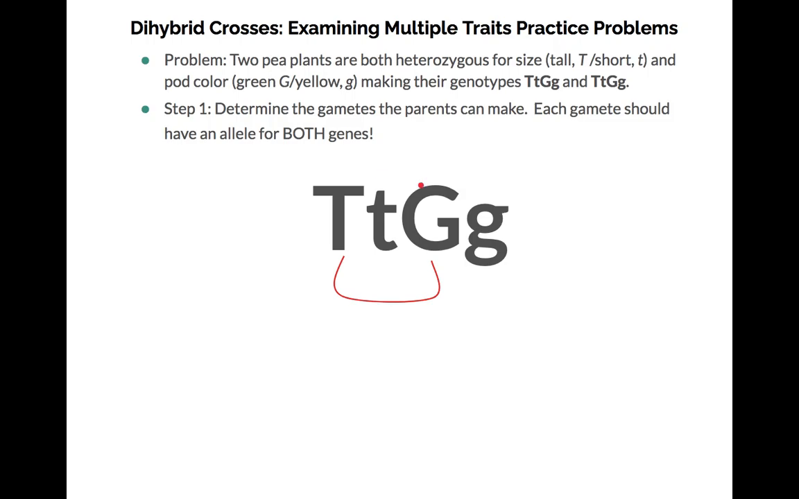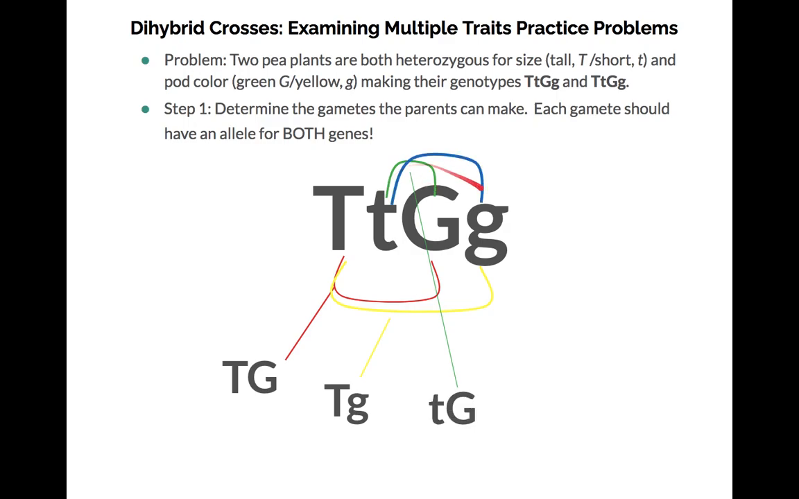This T could go with this G, and it could make that possible gamete. This T could go with this g, that's our second combination. This little t could go with this G, that is your third possible gamete. And our last one, this little t could go with this little g, and we get those.